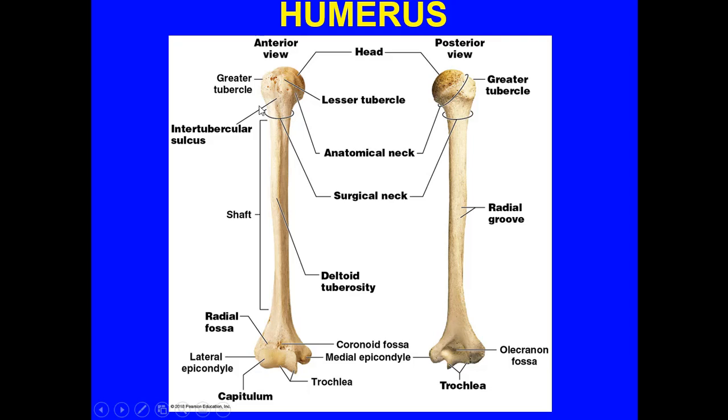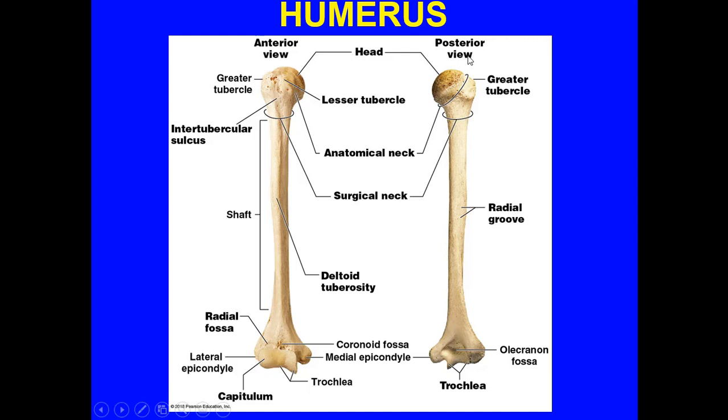Now, this is the surgical neck as opposed to the anatomical neck. And if you go down the shaft, you will see this tuberosity here. That's called the deltoid tuberosity. Now, mind you, this is all, of course, the anterior view. At the end, you have the radial fossa, the lateral epicondyle, you have the capitulum, and you have two areas here of the trochlea. This is where you're going to form that elbow joint. You have the coronoid fossa and the medial epicondyle.